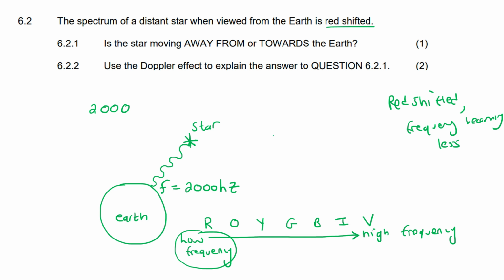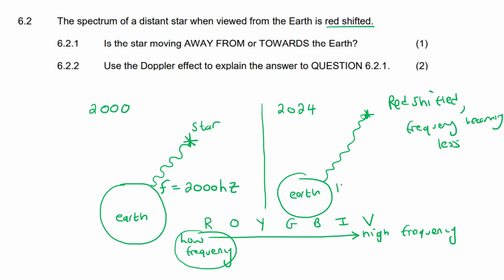So what they mean is, let's say for example in 2024, we have a look at that same star from planet Earth, and now we're measuring a frequency of 1,700. So notice that it was 2,000, now it's 1,700. So the frequency is becoming less. That is what we call a red shift.